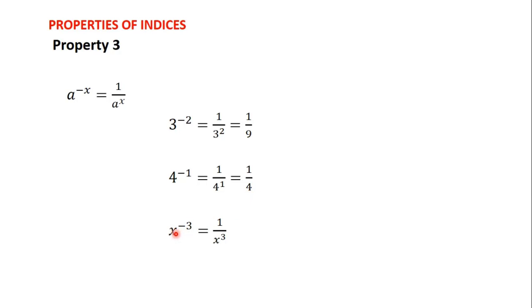If you have x exponent minus 3, it is equal to 1 divided by x exponent 3. So you see from here, if you write 1 divided by, then we write this number here, the negative changes to positive. This property is very, very important. We are going to use it a lot in our studies on indices.